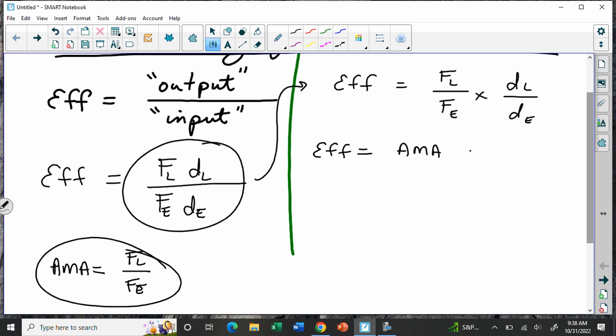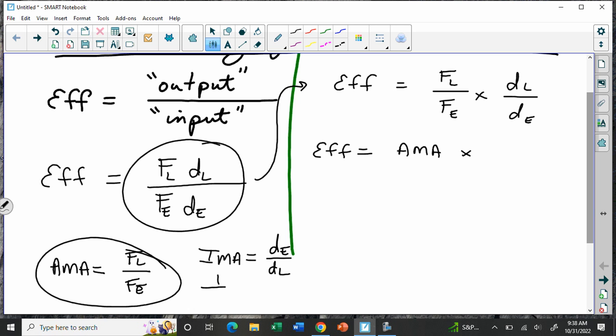Now there's something weird about this next part here. If I jump down here, remember IMA is the distance effort compared to the distance load. It's sort of like the upside down of what I have on the right-hand side here in my expression. It's not quite right. I can't write IMA there, but here's what I can do.